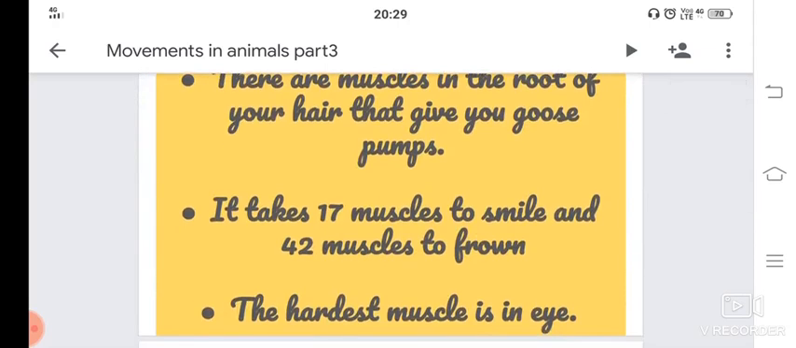We have a root of hair that gives you goosebumps. That is, these muscles are only giving a structure to the body. It takes 17 muscles to smile and 42 muscles to frown. So actually, we are giving the expression of a smile.